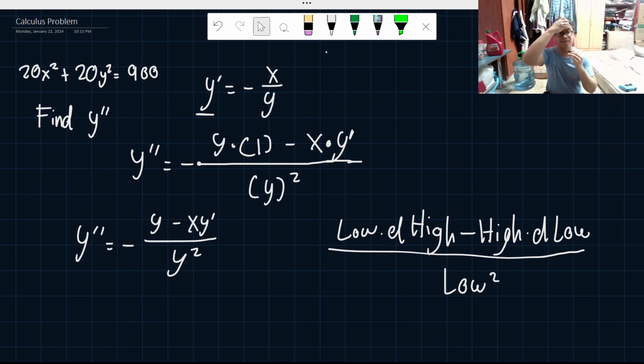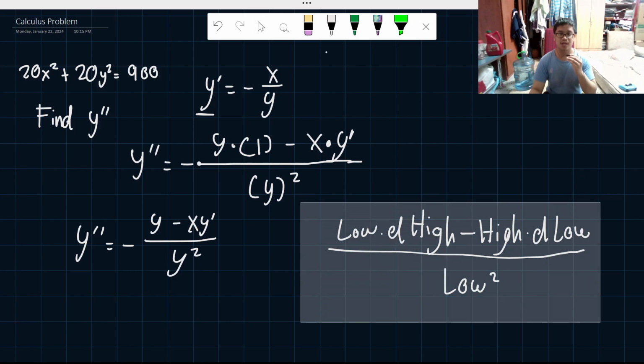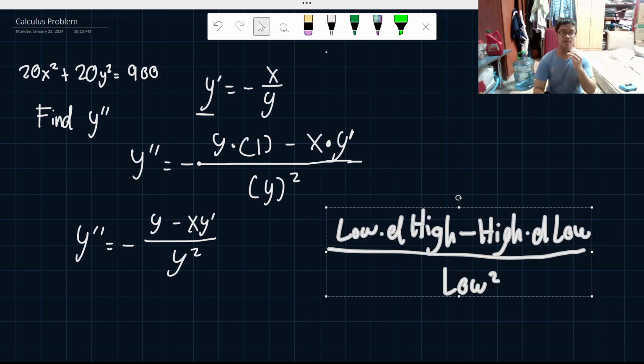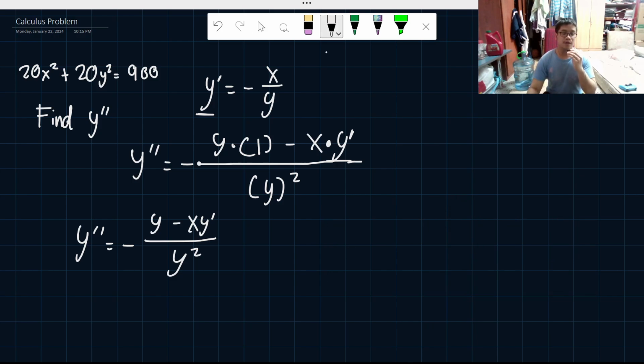But we can simplify this problem even more. Let me just erase the formula here. You can just pass backward if you want to remember it. Now, y prime, we can actually substitute y prime as negative x all over y. We found our y prime as negative x all over y, so we can substitute it here.